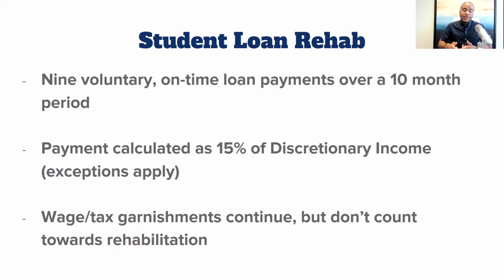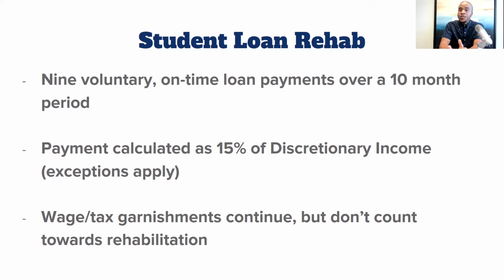Now, you could be in default status and going through the rehab process and have already had your wages or tax returns garnished. Unfortunately, if you're in rehab, those wage garnishments and tax garnishments will continue, but you can't use the money that they've taken out of your check to count towards your rehab. I'll give you an example. Let's say that you're having $500 a month taken out of your check.